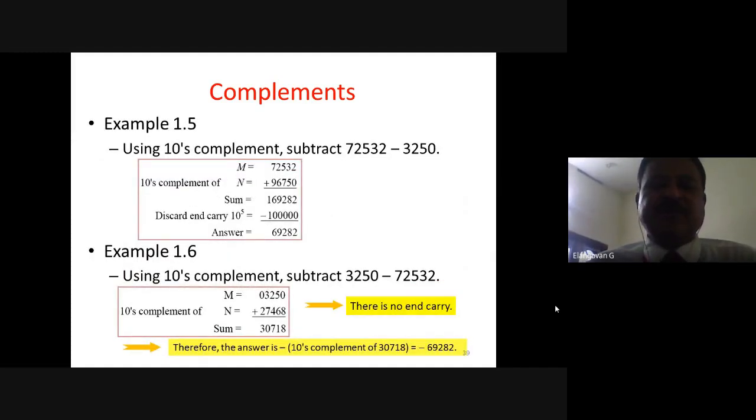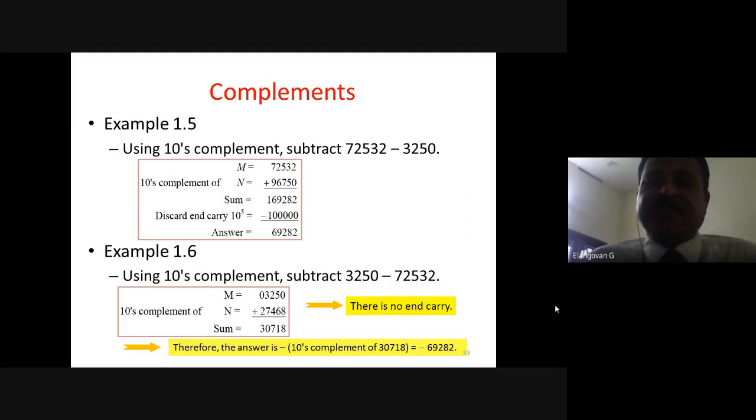Now you see the two numbers: 72532 minus 3250. How are we going to do this? It's a 5-digit number, so for the next number also, we have to take the 10's complement. For 3250, you assume there is a leading 0 to make it compatible with the first one. So 9 minus 0 is 9, 9 minus 3 is 6, 9 minus 2 is 7, 9 minus 5 is 4, and 9 minus 0 is 9. Now you add 1 to that, and you will get 96750. That has been shown in the example as the 10's complement of n.